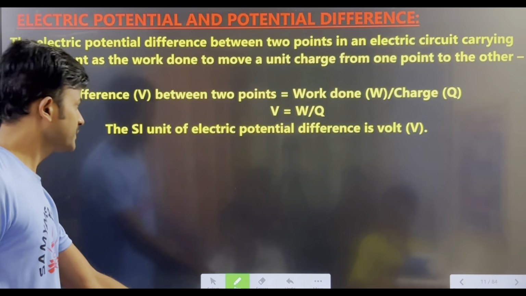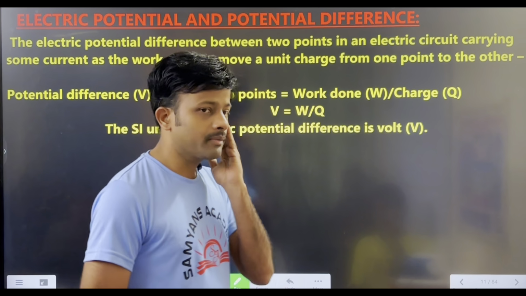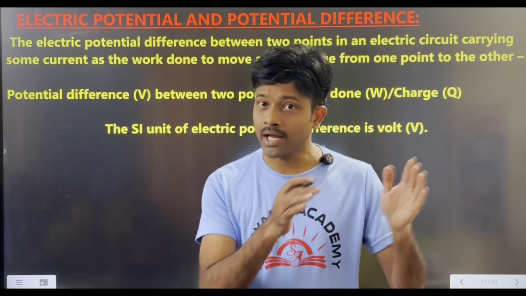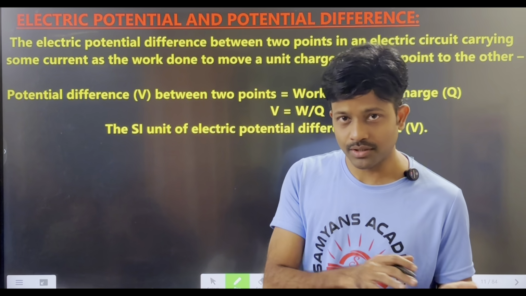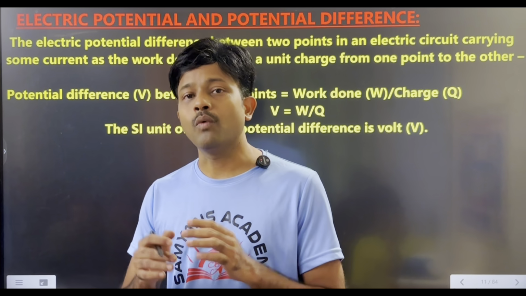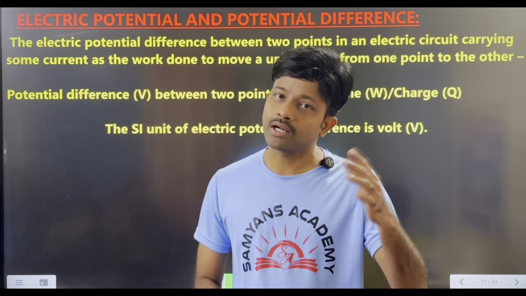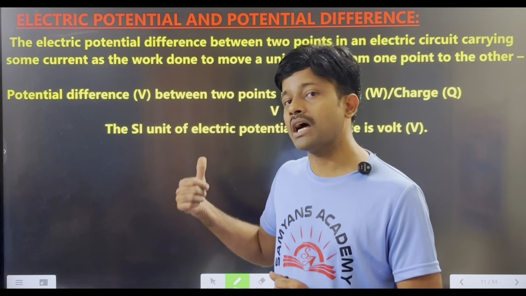Okay, nice. Next one, electric potential and potential difference. Before going to electric potential, you have to know this. Already you know that water flows from high altitude to low altitude. Air flows from a high pressure region to a low pressure region. In this way, then how does charge flow?